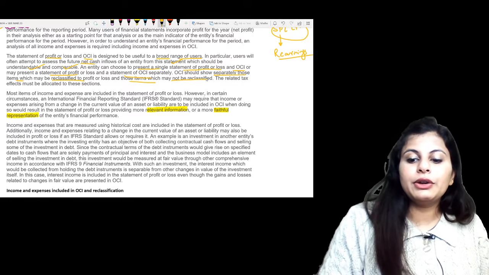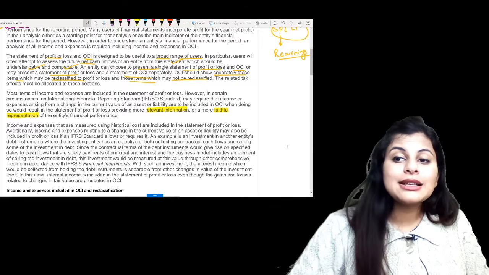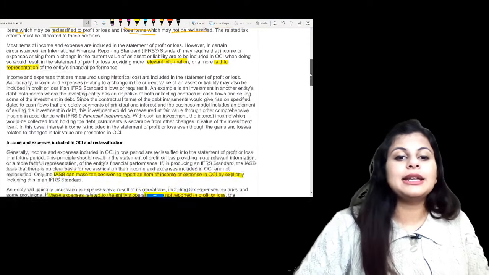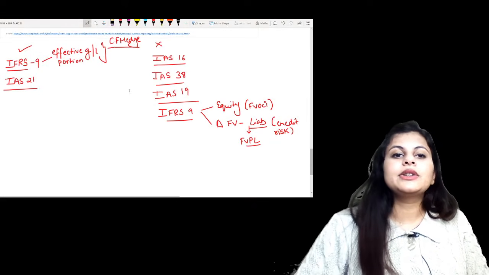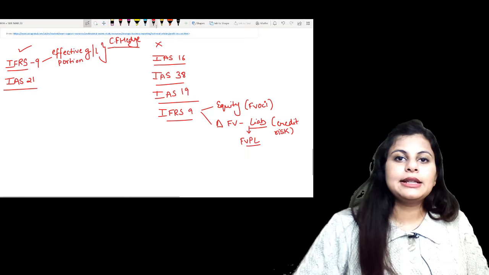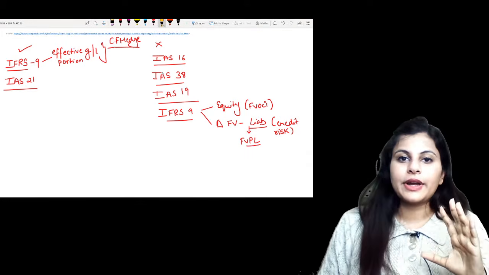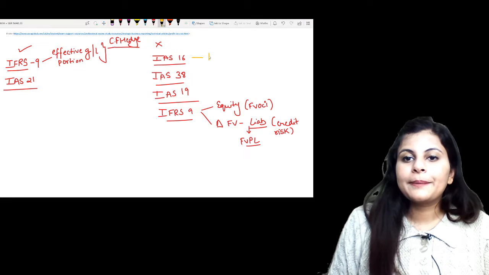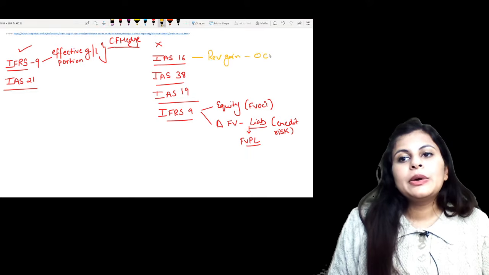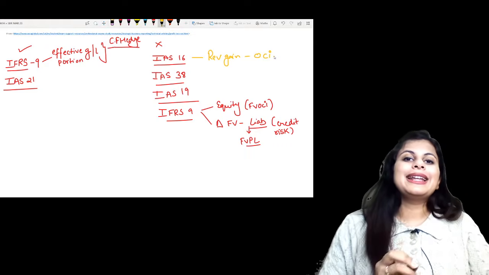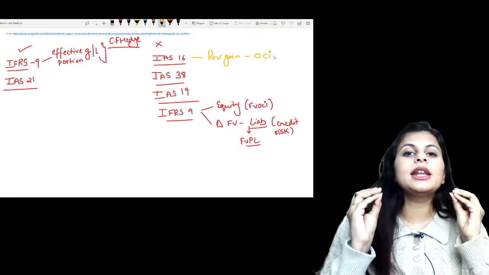So let me give you a quick list of what will be reclassified and what will not be reclassified. That is the most important thing. So here is your list. Let's have a look at this. The items that will not be reclassified: the revaluation gain. The revaluation gain which went through OCI will not be transferred to P&L any time in future. It will not be transferred. It will remain in OCI.